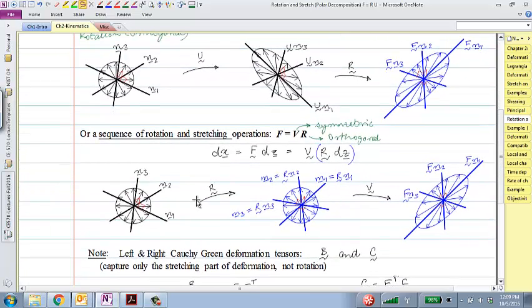On the other hand, the R tensor just takes n1, n2, n3 and does a rigid body rotation of them to m1, m2 and m3, which are nothing but R acting on n1, n2, n3. So R does a rigid body rotation of the same three eigenvectors into m1, m2, m3, and now V acts on them to stretch them to Fn1, Fn2, and Fn3. The magnitudes of m1, m2, m3, and n1, n2, n3, they are all unit vectors.